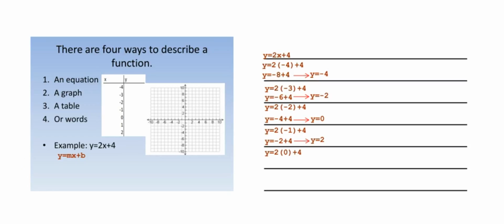Y equals 2 times 0 plus 4. Well, 2 times 0 is 0, right? So 0 plus 4, 4. And how about y equals 2 times 1 plus 4? 2 times 1 is 2, 2 plus 4. Hey, that gives us 6.